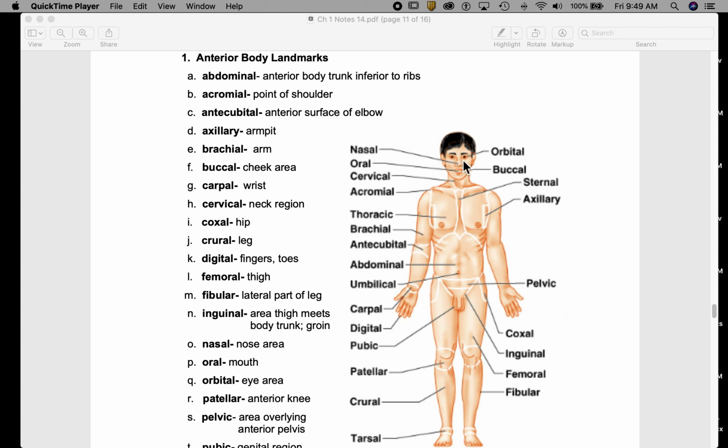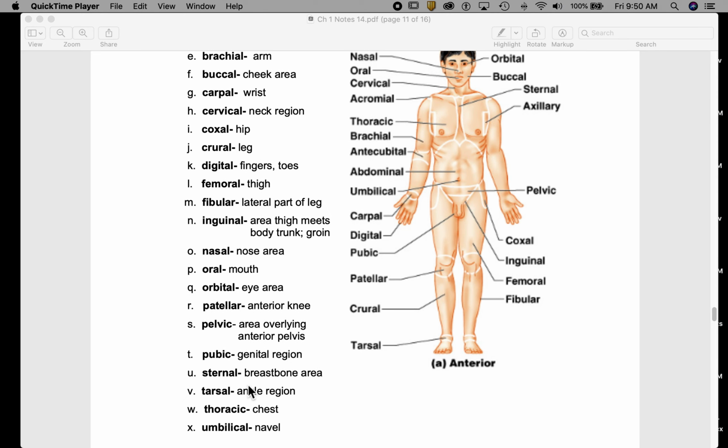Nasal is nose. There's a nasal bone right there. Oral is mouth. It's pretty easy. Orbital is the eye area. So right here and here are orbital. Patellar is anterior knee. So the patella is the bone. Patellar is the region. The pelvic region is an area overlying the anterior pelvis. So the pelvic region here is right below abdominal and right above the pubic region that's going to be down here. Okay, so this is pelvic.